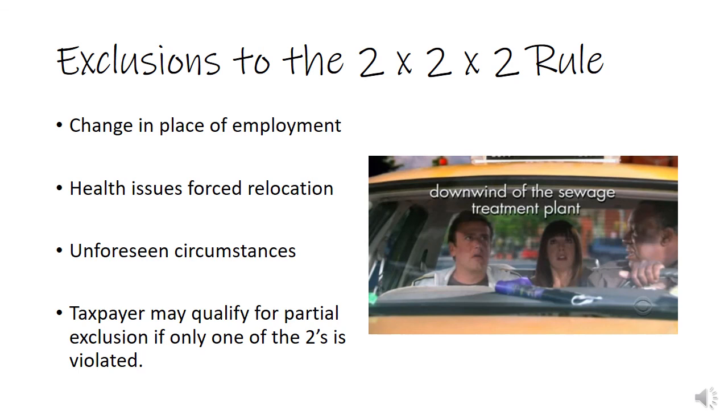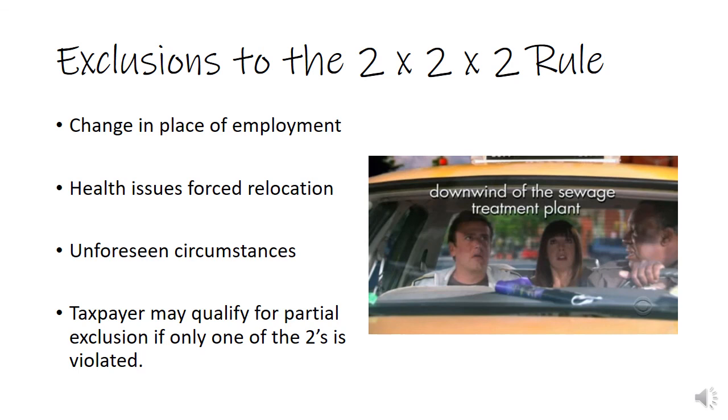The second exclusion is if health issues force a relocation. For example, if a doctor recommended a cancer patient to relocate closer to Houston so that they're near the MD Anderson Cancer Center and have good doctor justification for doing so, the taxpayers can ignore a portion of the gain, even if they violate the assumptions of the 2x2x2 rule.